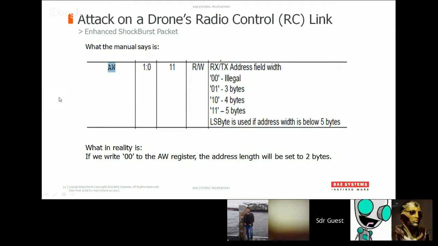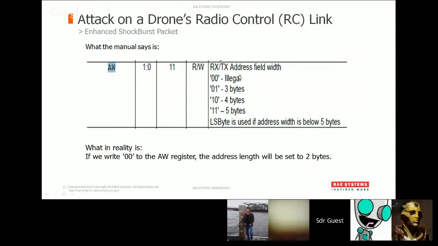So if we look at the menu of the NRF24 transmitter, we find the address width can be 3, 4, or 5 bytes. And it's illegal to set it to be 2 bytes. So according to this document, there's no way to set the width of the address to 2 bytes. But we want a 2-byte address.